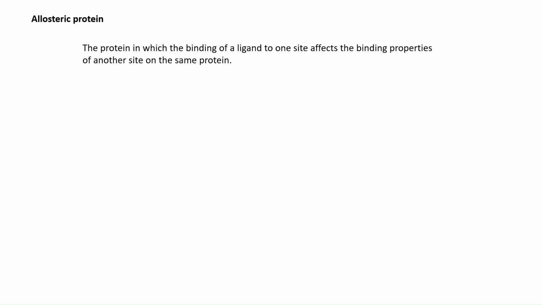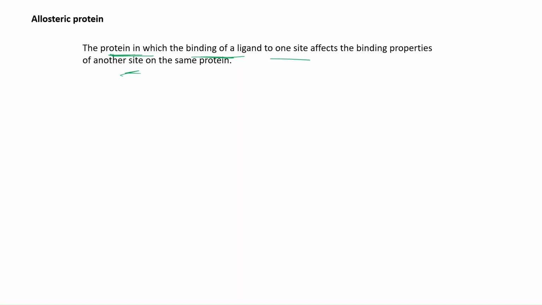Now next is allosteric protein. What are allosteric proteins? These are proteins in which binding of a ligand to one site affects the binding properties of another site on the same protein. So what it is saying? These are proteins in which binding of a ligand to one site will affect the binding of another ligand to another site on the same protein.